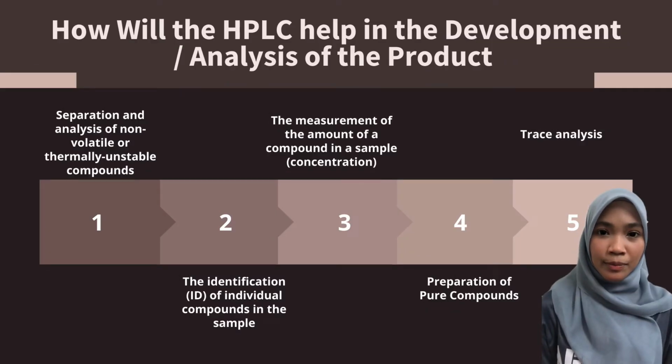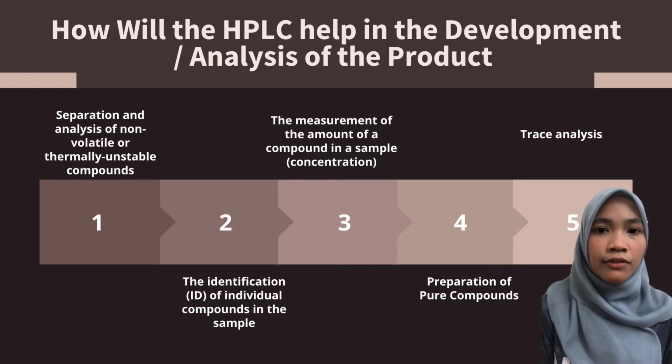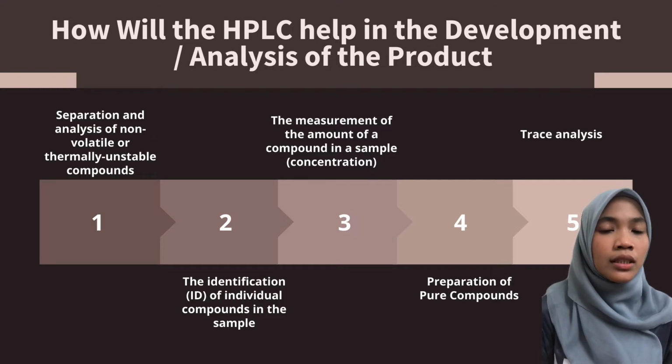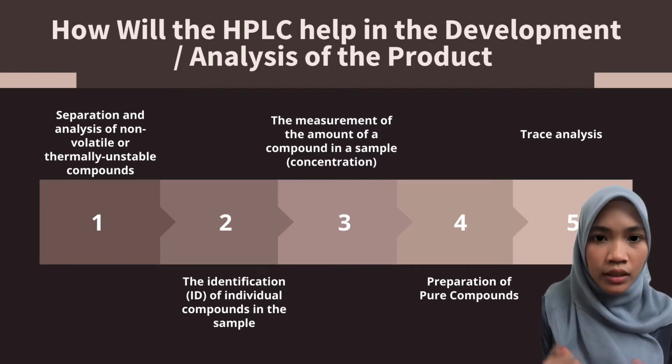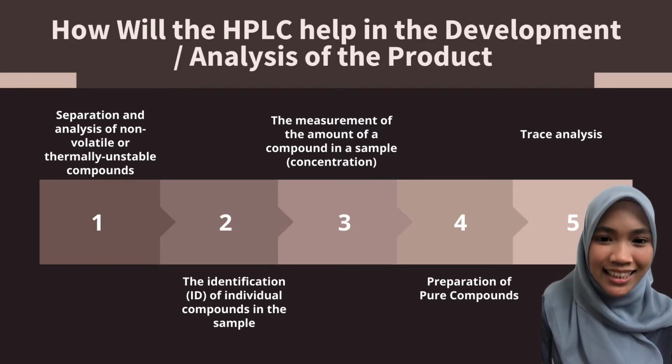And what is HPLC used for? The first one is separation and analysis of non-volatile or thermally unstable compounds. The next is the identification of individual compounds in the samples, the measurement of the amount of a compound in the sample, or concentration. The fourth one is the preparation of pure compound, and the last one is trace analysis.